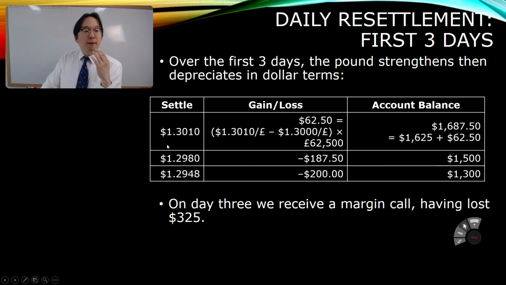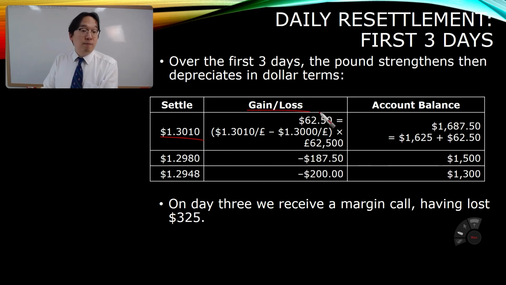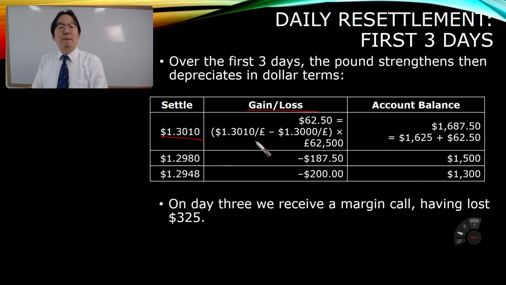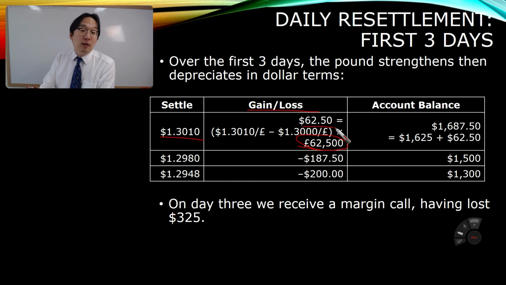So the first day. Okay, the next day. Let's say the settlement price became $1.301 per pound. Okay, pound appreciated. Then what happens to your gain versus loss? Your gain will be 1.301 minus 1.3. That is $0.001 per pound, which is 1 cent per pound. For each pound, you have 1 cent gain, which is multiplying by the basic unit of this contract, 62.5 thousand. You will get plus $62.5 of gain.